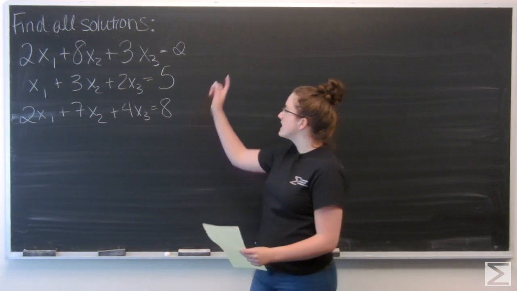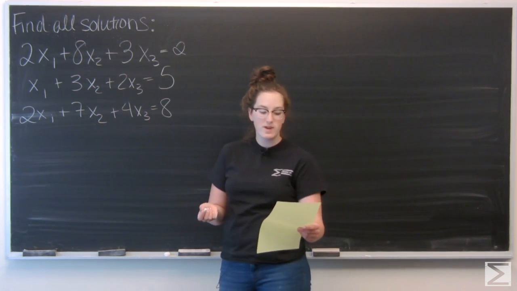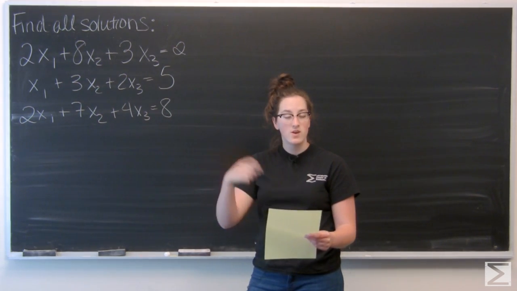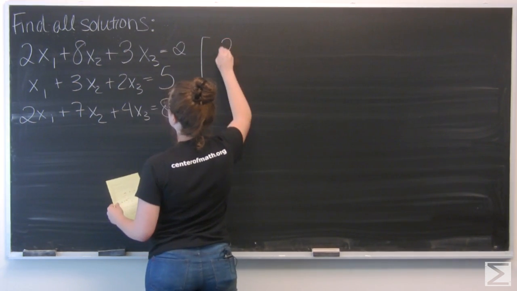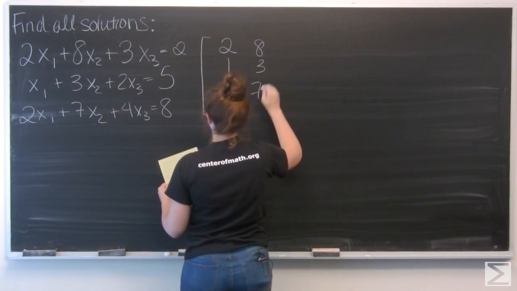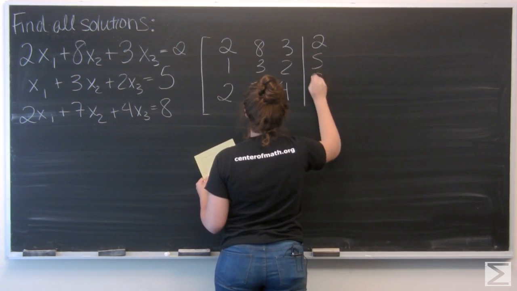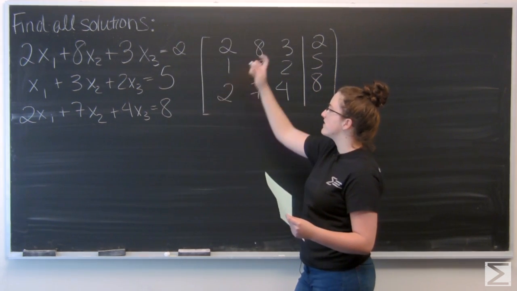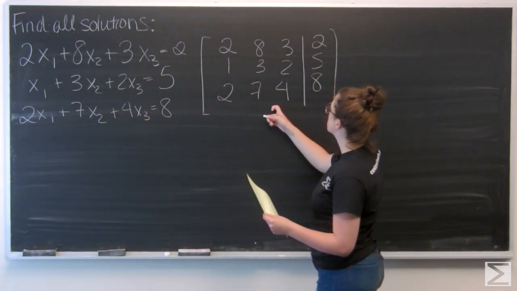For this question, I am asked to find all solutions of this system by putting the augmented coefficient matrix into row echelon form and using back substitution. So I have three equations of three variables, and I'm going to go ahead and write out the augmented coefficient matrix. So basically, I've pulled all the coefficients out of these equations, and I have a column for x1, x2, x3, and then what all of the equations are set equal to.